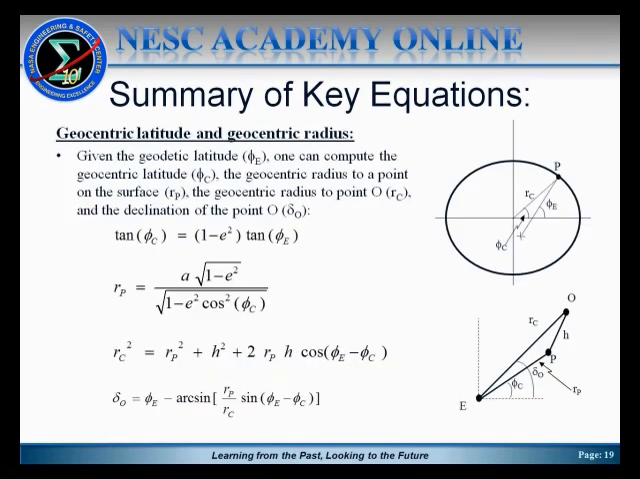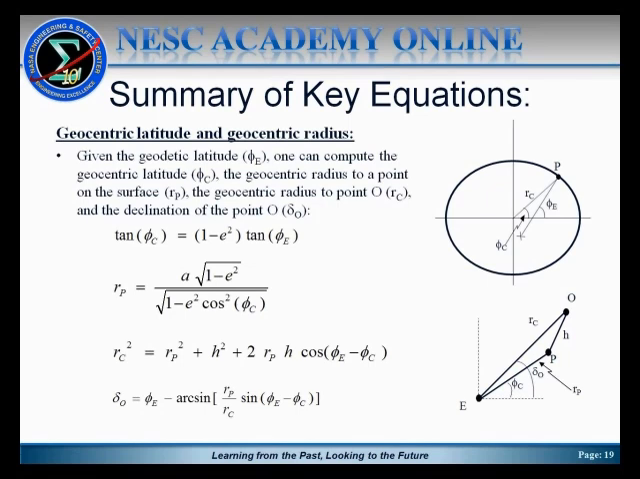If you wanted to compute the geocentric latitude and geocentric radius to some point on the surface of the oblate spheroid, depicted by point P in the diagram to the right, or some point above the surface, point O, in the lower figure, the equations shown here summarize the steps required. The first equation calculates the geocentric latitude, phi sub c, from the geodetic latitude, phi sub e, again using the eccentricity squared.